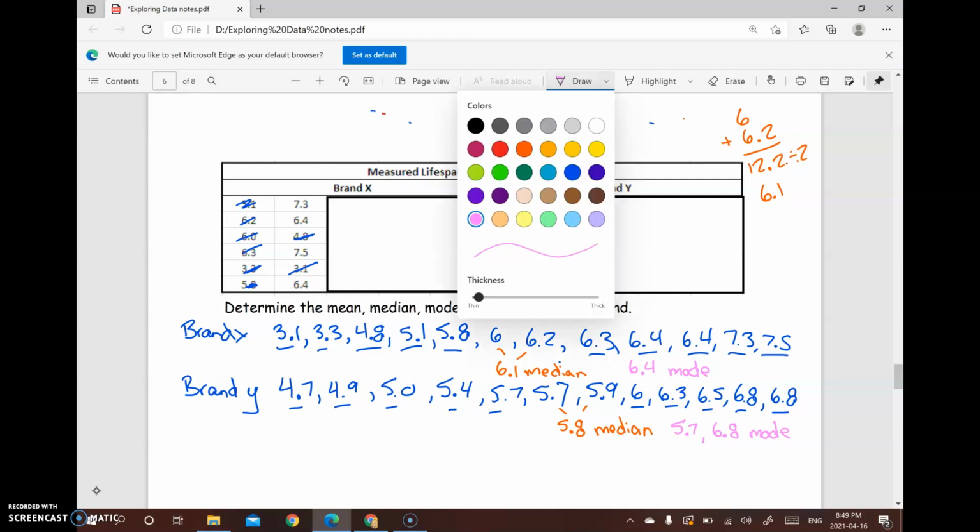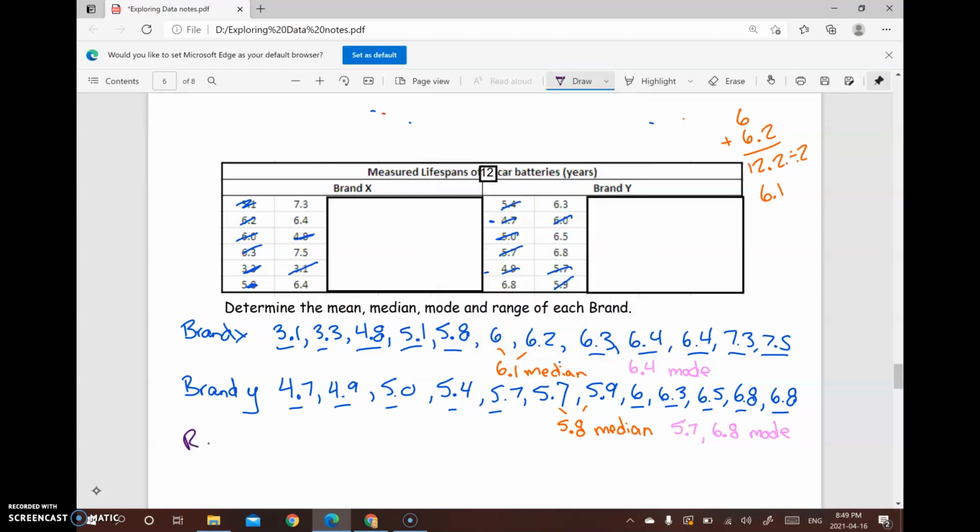If we were to look at the range, we're going to take the highest number and subtract the lowest number. So the range in brand X, I'm going to take 7.5, subtract 3.1 from it, and I get 4.4. So that's for brand X. For brand Y, the highest number is 6.8, and I'll subtract the lowest number, 4.7. We get 2.1.